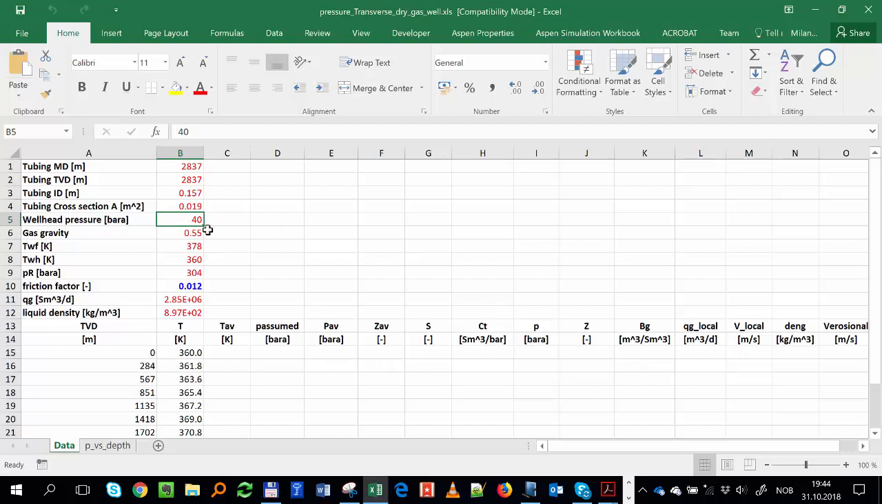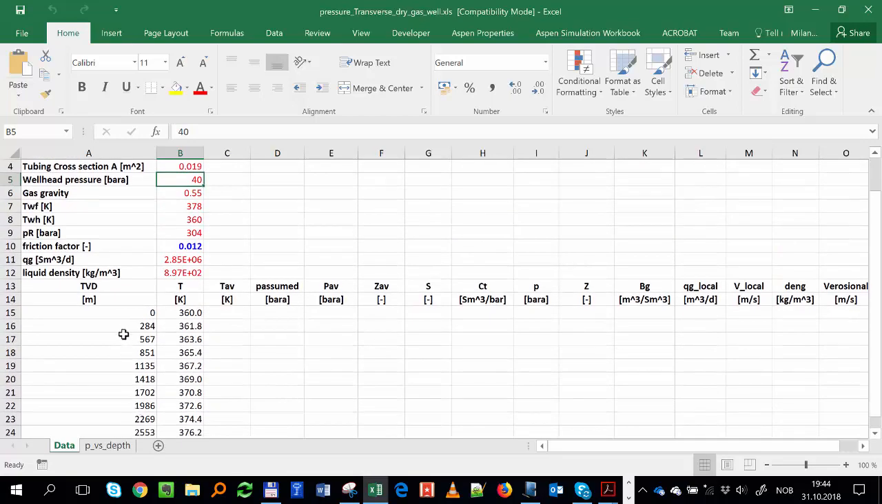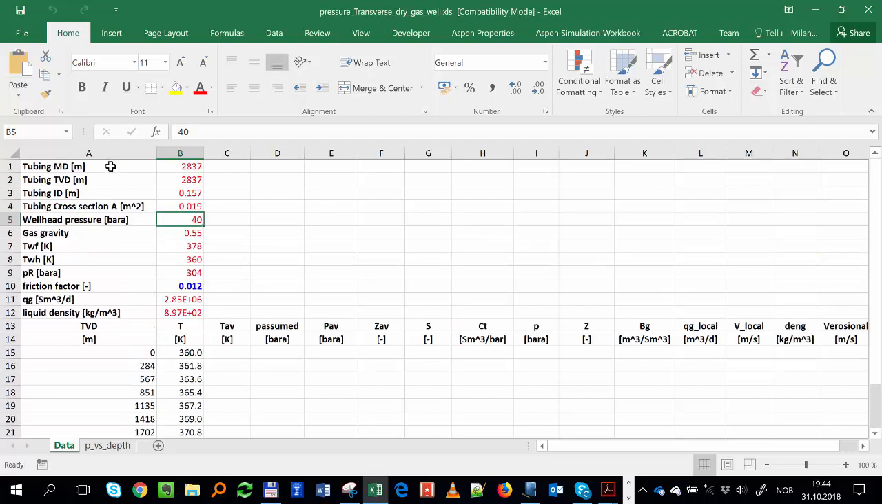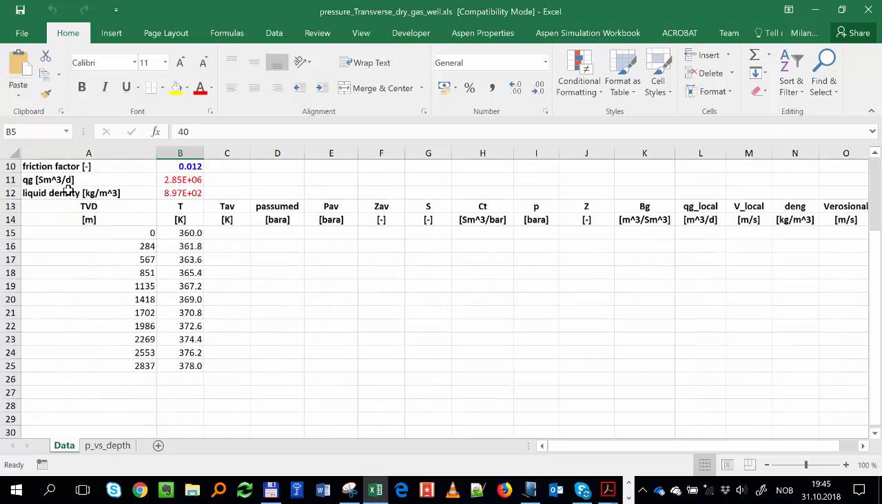Okay, so you should have this screen. I think it's the same well that we were looking at before, this EVA well. We say that it's a tubing of 2.8 kilometers down. It's a vertical well, because MD, measured depth, is the same as TVD.